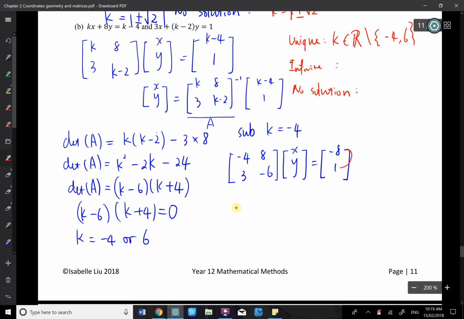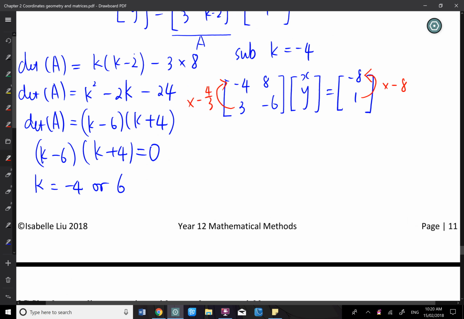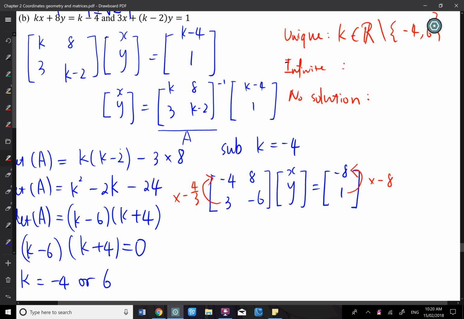Can you see, from here to here, I need to multiply by -8. But from here to here, I need to multiply by -4 on 3. I just need to test this last value and the front value. They are not the same. It's not the same line. So therefore, for the no solution case, k will be -4. They are not going to give you a unique solution either, so that's the no solution case.